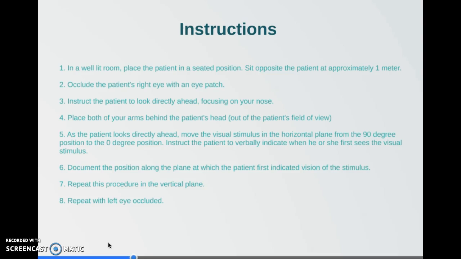As the patient looks directly ahead, move the visual stimulus in the horizontal plane from the 90-degree position to the 0-degree position, and instruct the patient to verbally indicate using a yes or there when he or she first sees the visual stimulus. Document the position along the plane at which the patient first indicated vision of the stimulus. You're going to repeat this procedure in the vertical plane and then repeat it again with the left eye covered up.